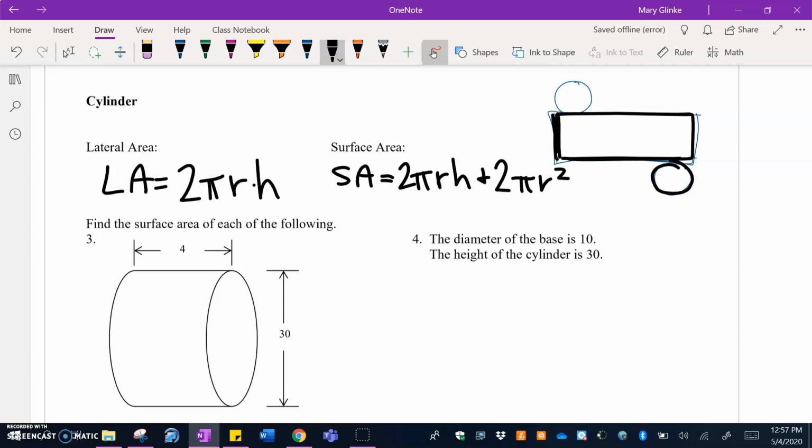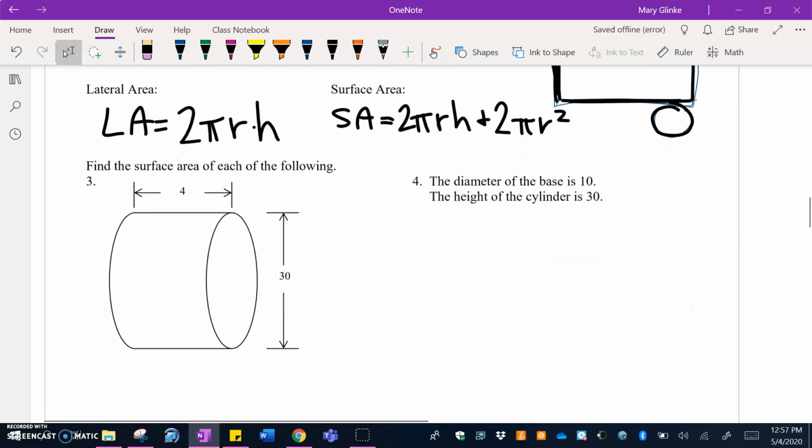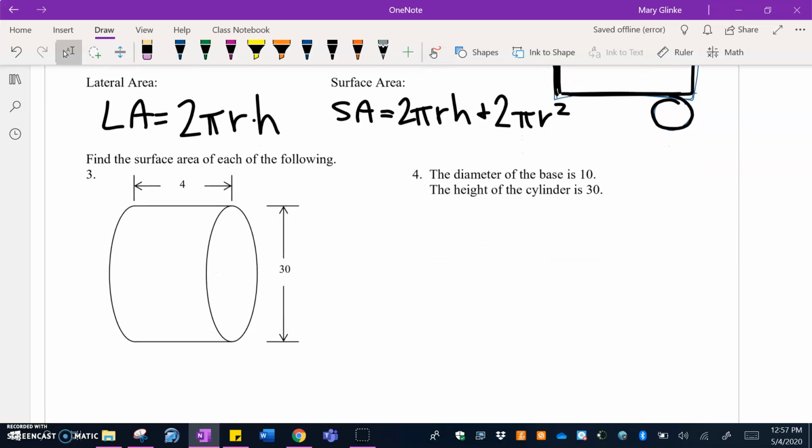For this one, we really only need two different things. We need to know the radius and the height of your cylinder, and that's it, and just plug them in. So for example 3 here, I'm going to scroll down a little bit. We want to find just the surface area. We're going to identify that this 4 here is the height of the cylinder because it's the distance between the bases. The radius here would be 15 because it's half of the diameter.